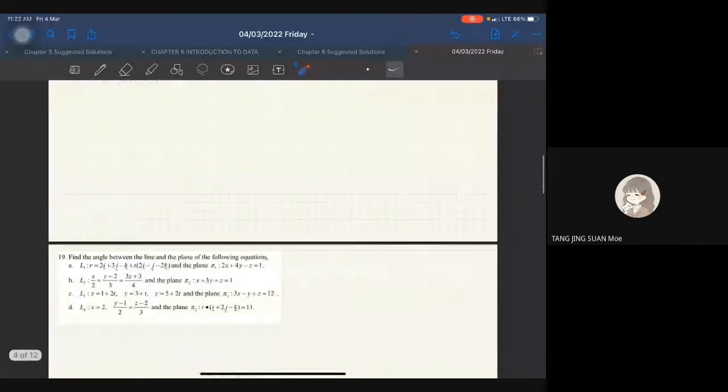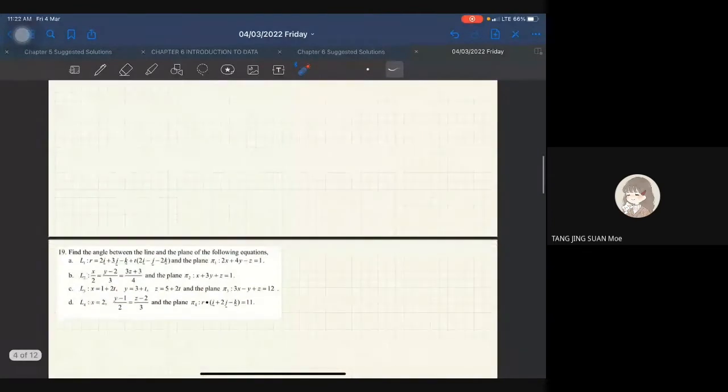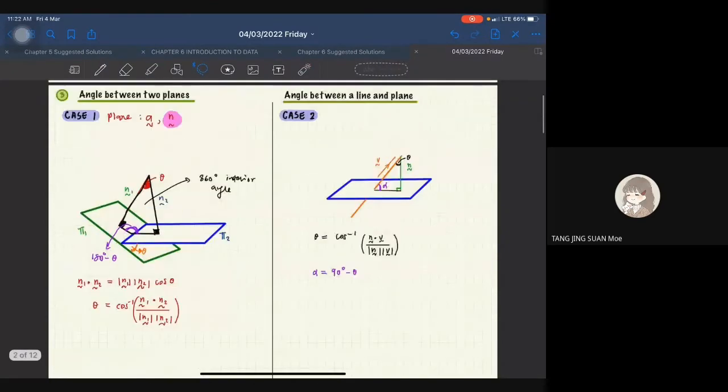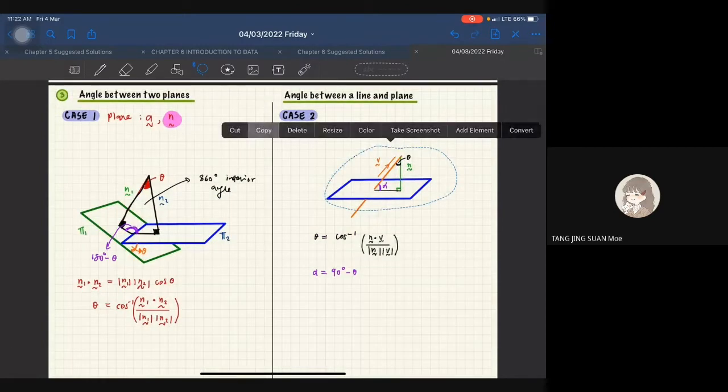Kejap. Saya pergi nombor 18 lah. Number 18. Okay, so let's take a look at number 18. So soalan 18 cakap, find the acute angle between the plane and the line. Okay, so kita ada case yang number 2. So you have a plane and a line. So saya lukiskan gambar yang dekat atas ni. Saya copy, saya paste je dekat bawah.